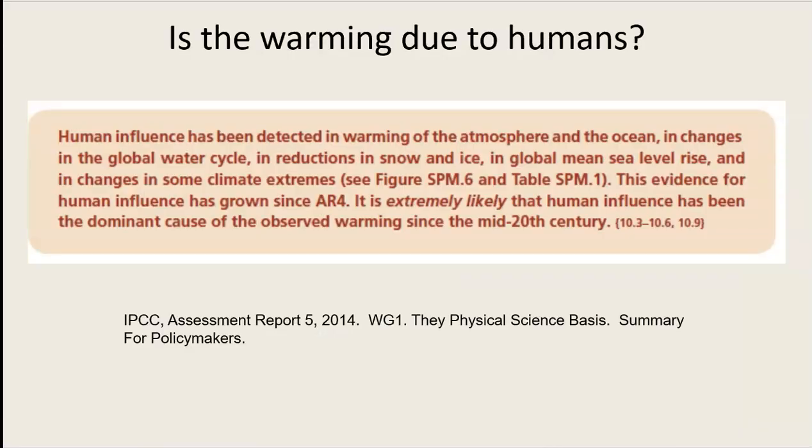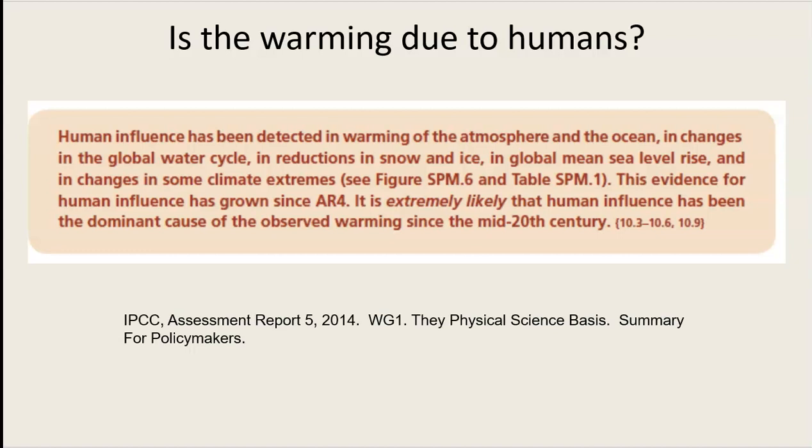And so is this warming due to humans? This is the biggest question that we really have to face with climate change. Is the warming due to humans? Human influence has been detected in warming of the atmosphere and the ocean, in changes in the global water cycle, in reductions in snow and ice, in global mean sea level rise, and in changes in some climate extremes.